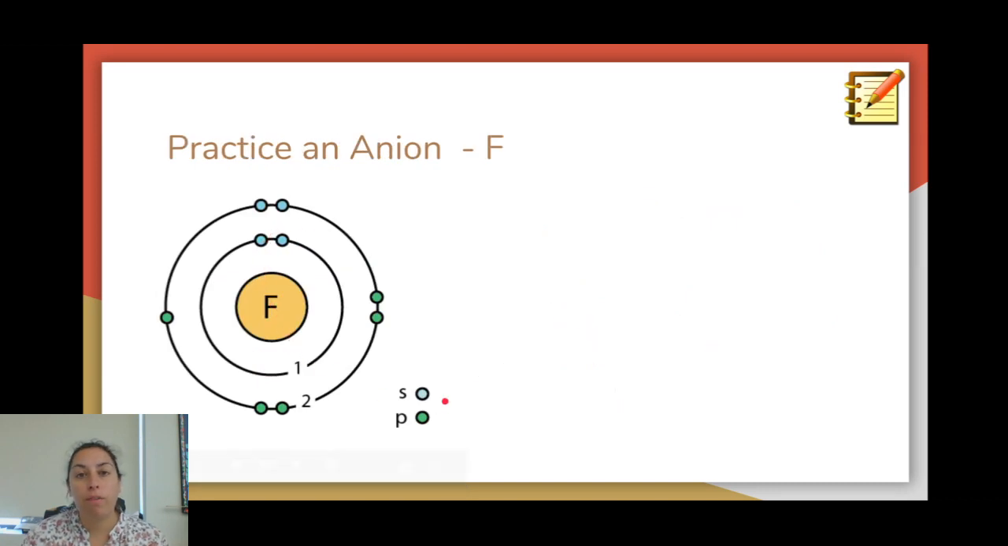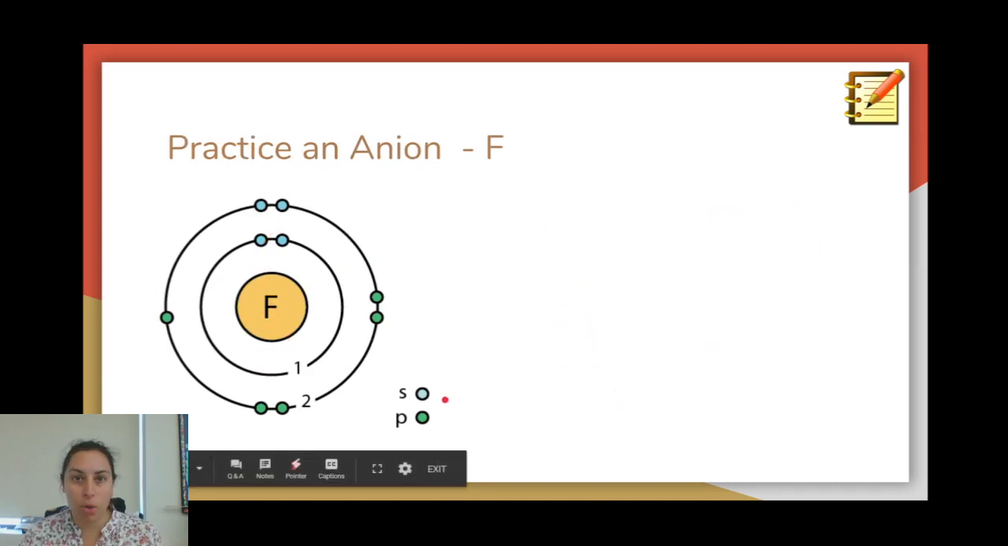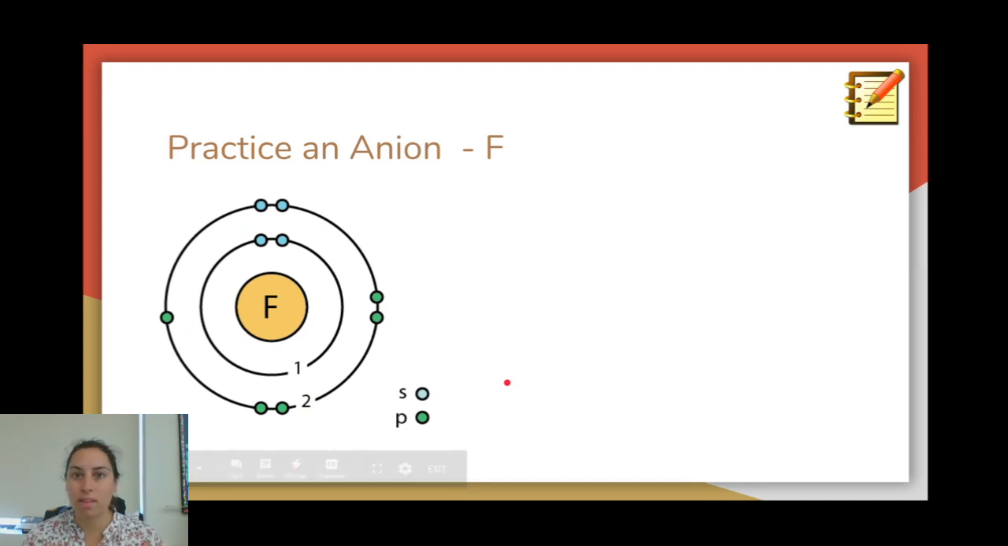What would happen with fluorine? So we've done this already, we've shown it, we've explained it, but now I would like you to draw it in your notes. Okay, so fluorine here has 1, 2, 3, 4, 5, 6, 7 electrons in its second shell or its outer shell, its last shell. Okay, again, that's the valence shell, and it has 7 valence electrons.